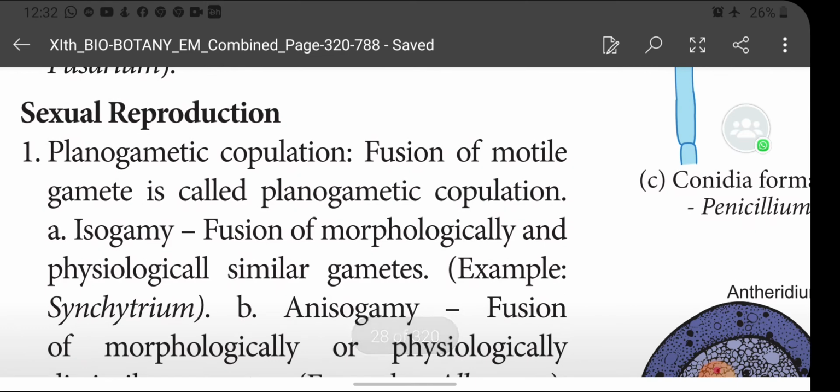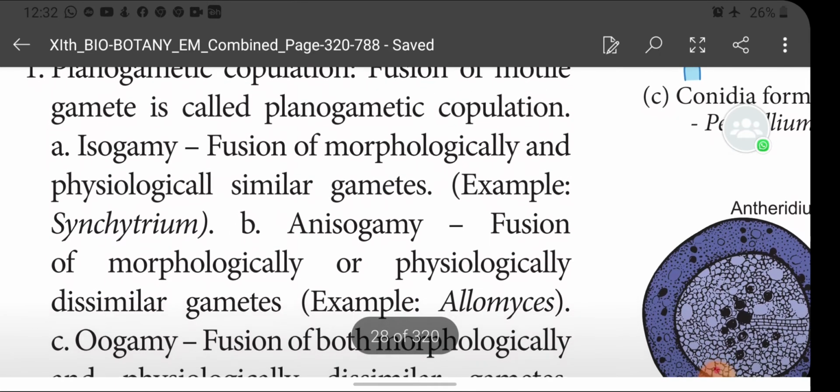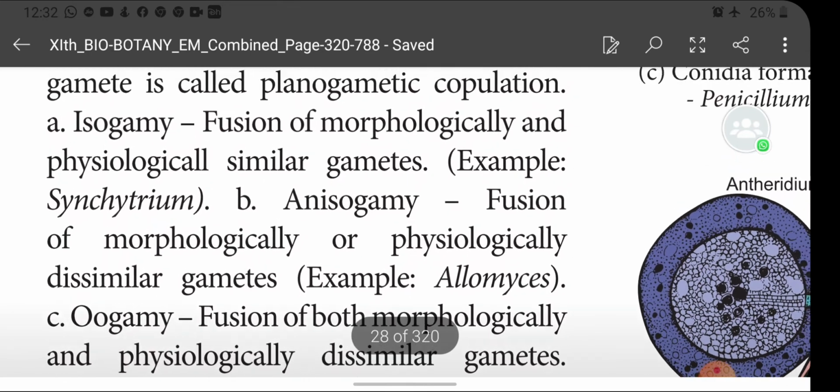Planogametic copulation. Fusion of motile gametes is called planogametic copulation. So, what is planogametic copulation? You know very well, sexual reproduction means what? Fusion of gametes only. In case of planogametic copulation, the motile gametes are fused to form a young one. That is called motile planogametic copulation. There are various types under this.